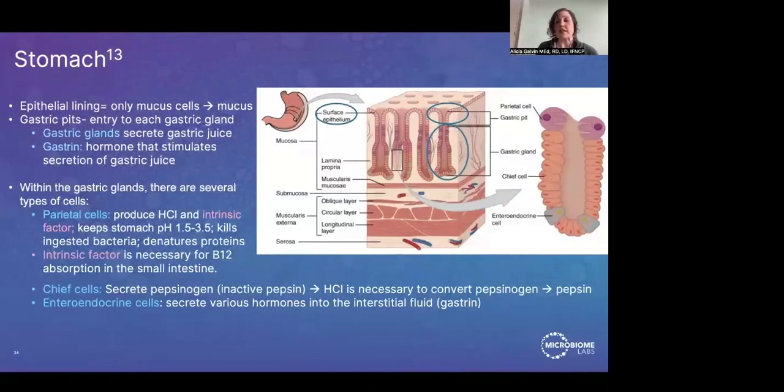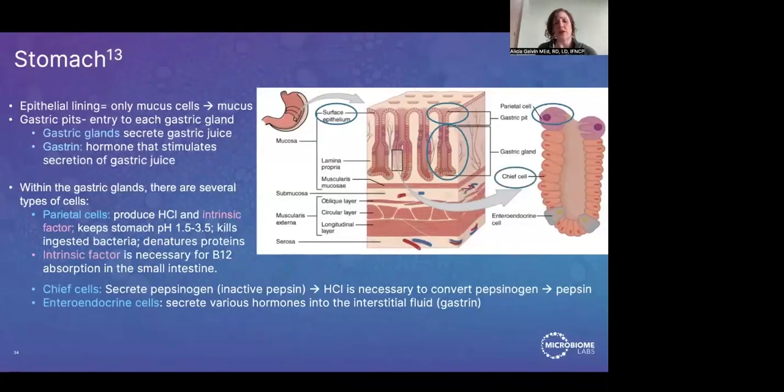And within these gastric glands, this is a callout from this little image here, we have the parietal cells, which are making that stomach acid and also making intrinsic factor. And that's what's keeping the stomach pH between 1.5 and 3.5. It's very acidic to be able to kill those bacteria and denature proteins. And then intrinsic factor is there to help with B12 absorption in the small intestine.